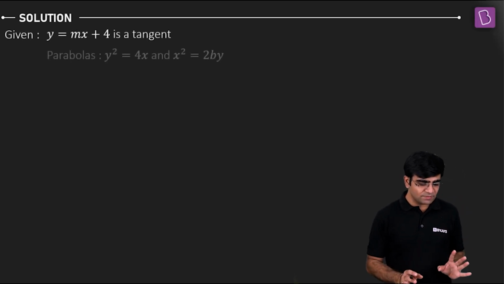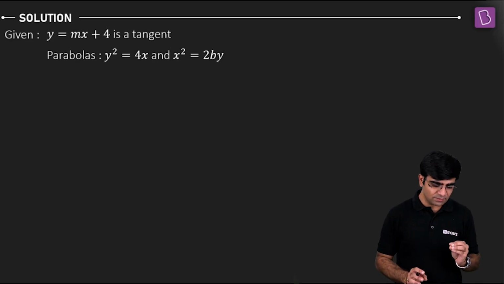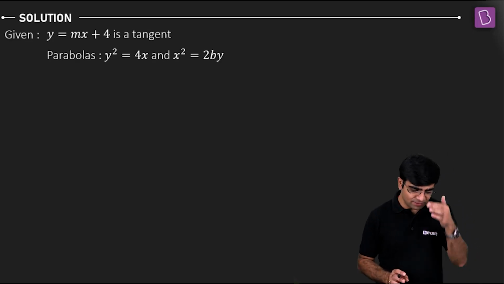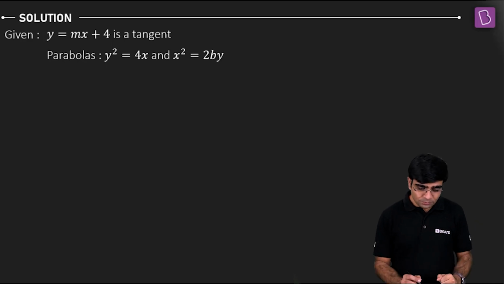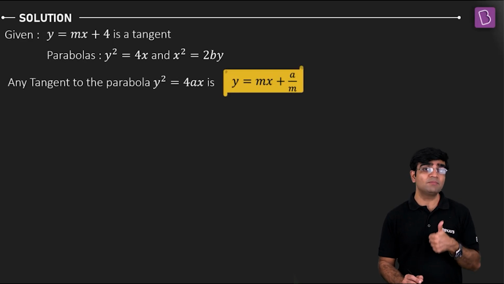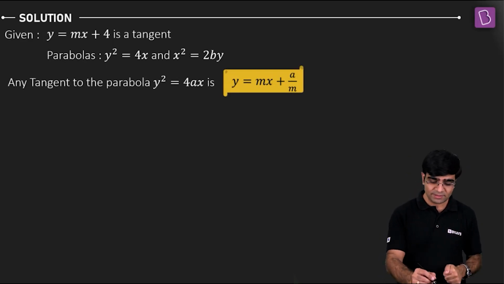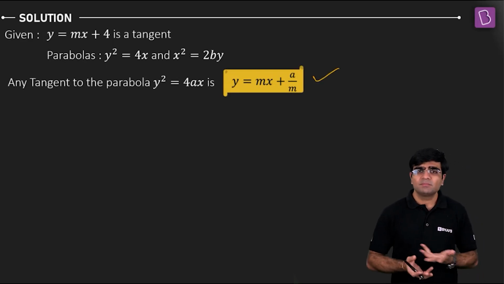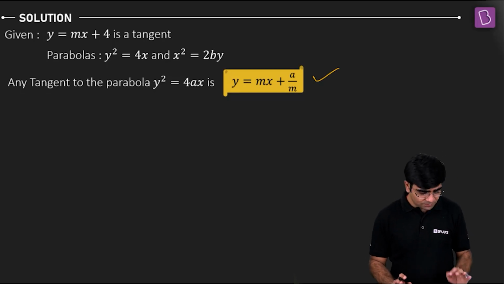So I'll begin with the first information that y equal to mx plus 4 is a tangent for the parabola y square equal to 4x and x square equal to 2by. The standard formula says that the equation of tangent having slope m for the parabola y square equal to 4x is y equal to mx plus a by m. Already informed you. Perfect.